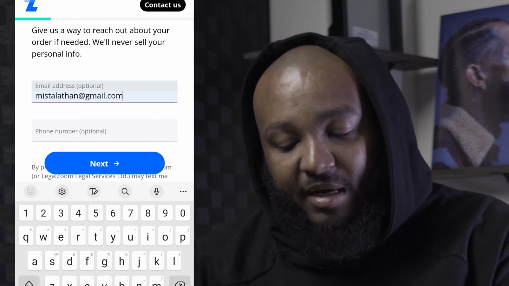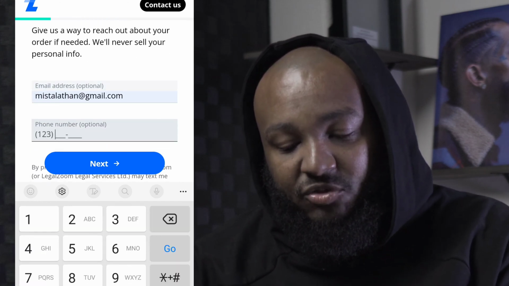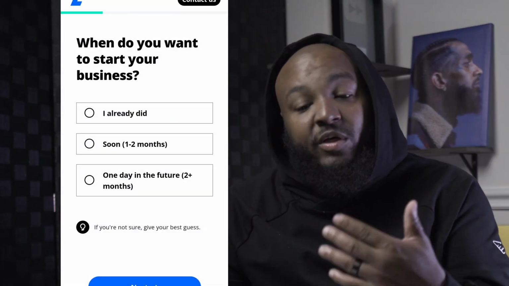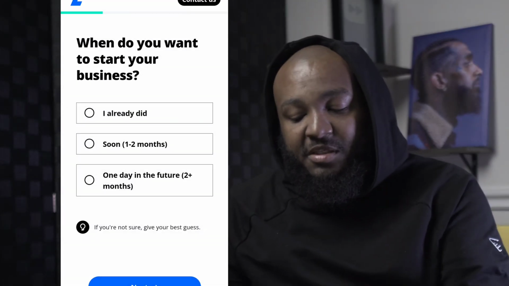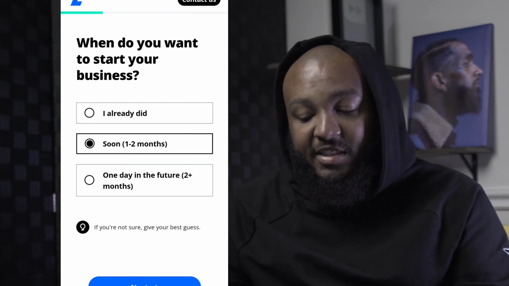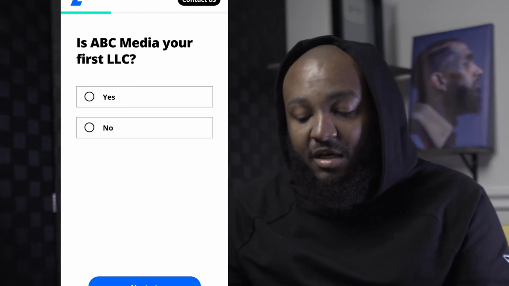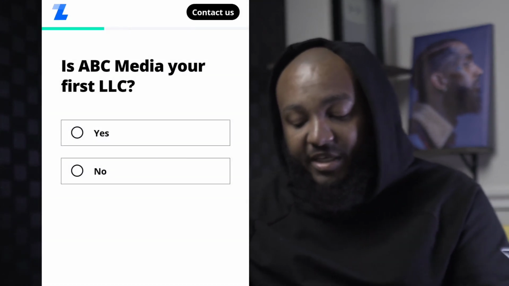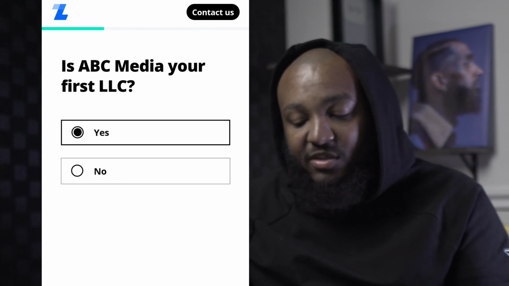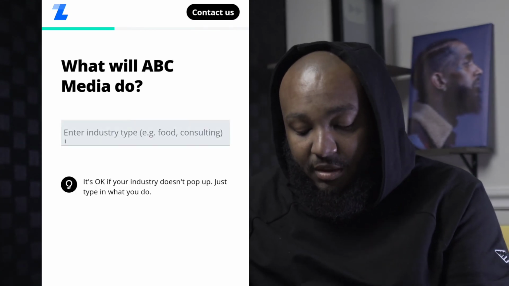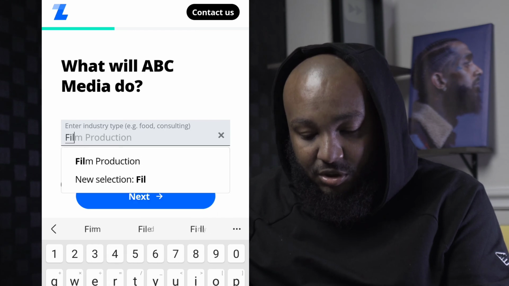I'm just going to put my fake phone number, fake email address, and be done with it. All right, so the next page asks, when do you want to start your business? I'm just going to put from 1 to 2 months. And we'll go to the next page. It says, is ABC Media your first LLC? For this example, just for today, we're going to put yes. And it says, what will ABC Media do? I'm going to put film production.